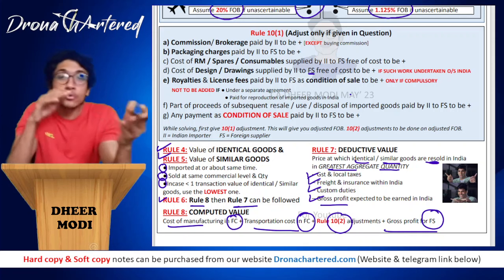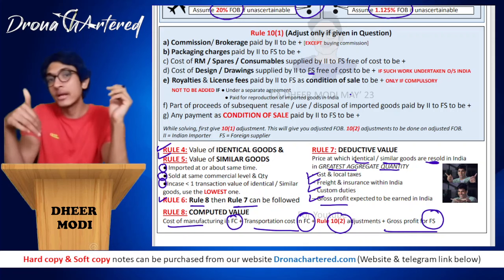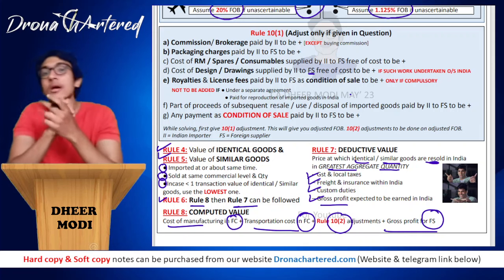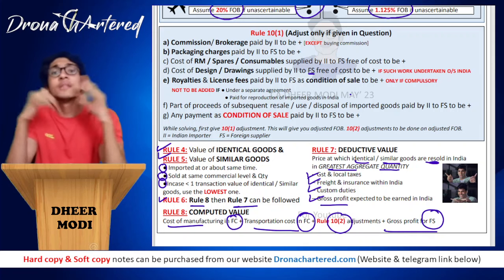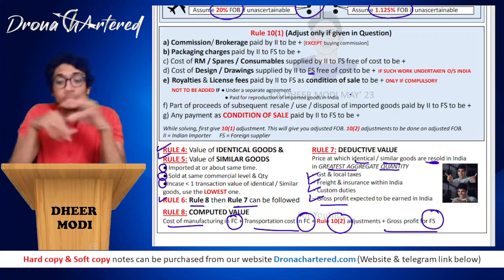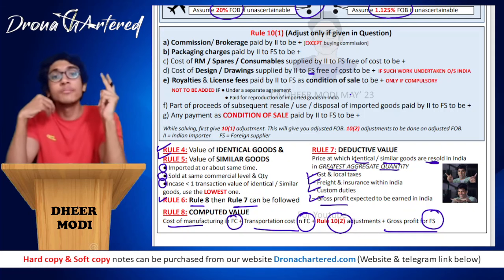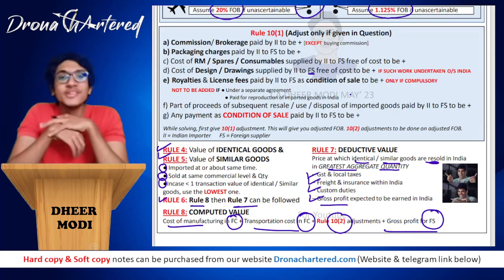And rule 6 says you can either use rule 7 first and then rule 8, or rule 8 first and then rule 7. Okay, and this is such an easy chapter, and we are done with your valuation under customs. Do solve questions of this very, very important chapter, and I will see you in the next video.